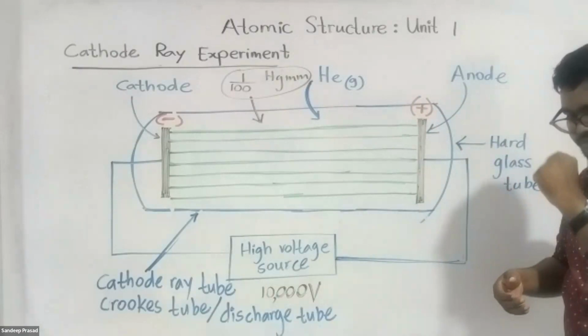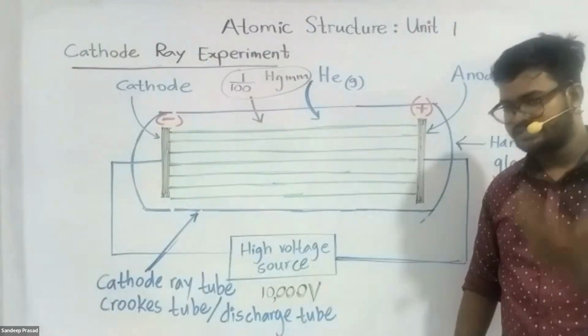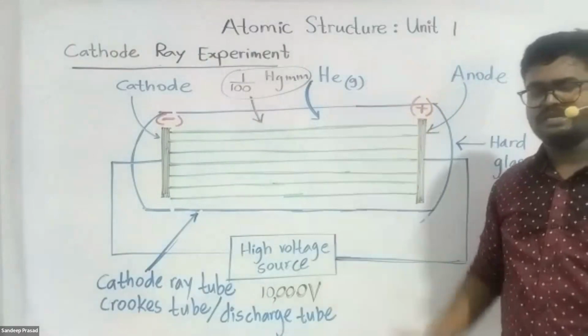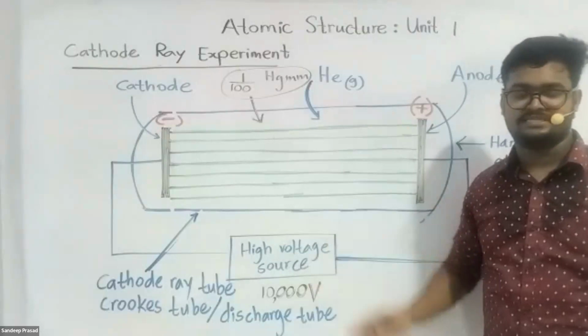Can anyone tell why they have particularly used helium-like gas? They could have used any other gas, oxygen, nitrogen. We can use them, no issue. Why did they particularly use helium? What is the reason? Inert gas, noble gas. Inert gases and noble gases do not react with others in the glass tube.